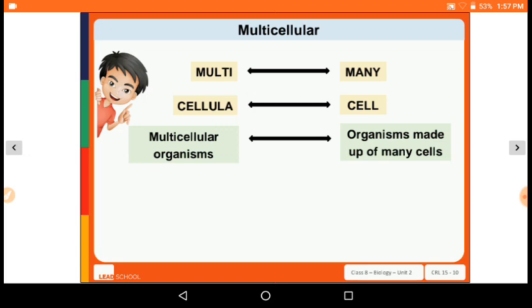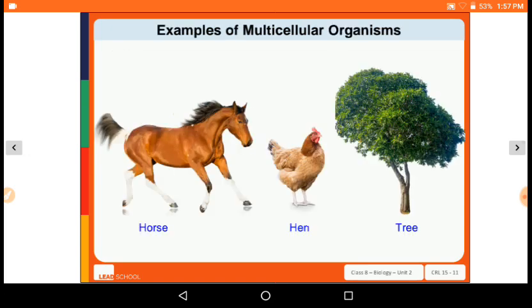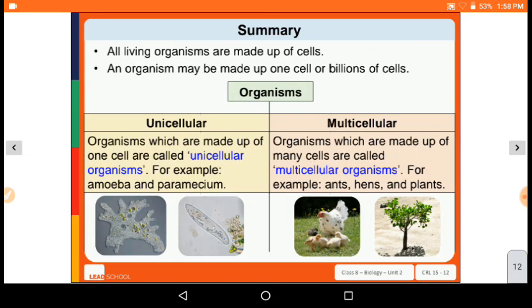Same in multicellular. Multi means many, cellula means cell, and multicellular organisms are organisms made up of many cells. For example, horse, hen, tree, and we all are multicellular organisms.